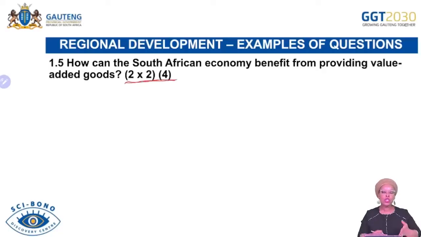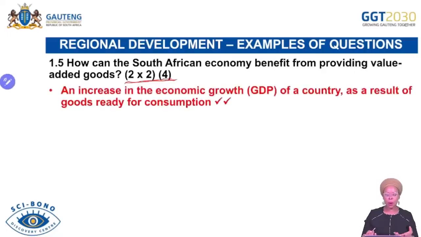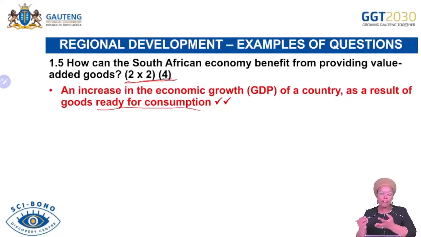Don't give us 2 pages, whereas it is only 4 marks. So it means that you need only 2 sentences. Number 1, you can mention that South Africa can benefit because this will increase economic growth of a country. As a result, there will be goods which are ready for consumption. Remember, value-added goods, these goods are in their final state and they are ready for consumption.